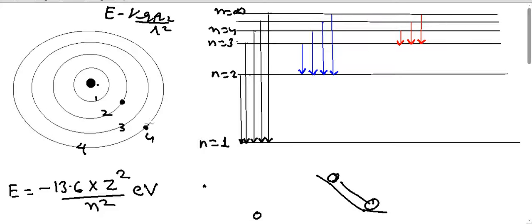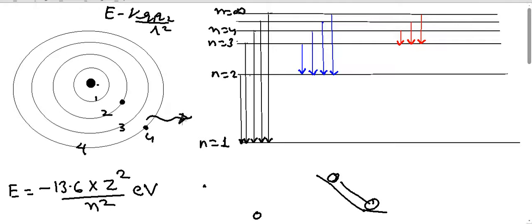So when an electron jumps from, say, the fourth stage to the first stage, its energy decreases. Its energy in the fourth stage will be given by minus 13.6 into z square divided by 4 square, and the energy in the first stage will be given by minus 13.6 into z square divided by 1 square. So its energy decreases. Where will this extra energy go? This extra energy will come out as light energy.